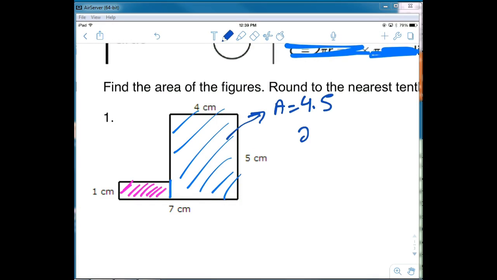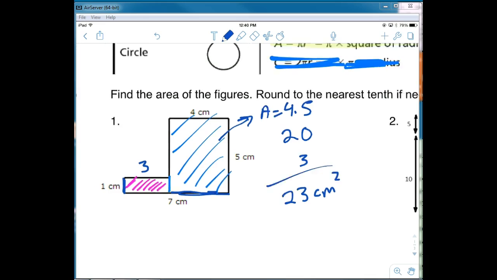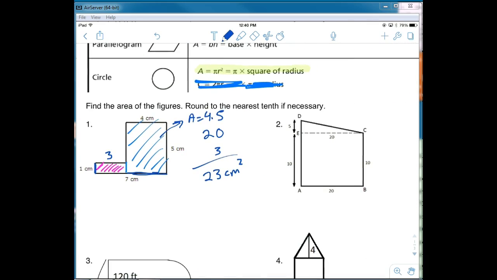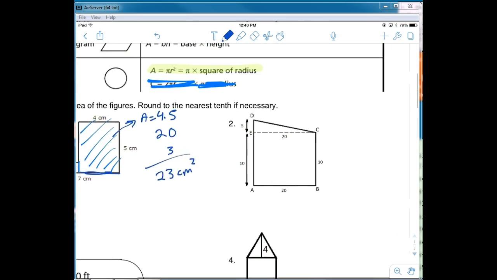Which is 20. This one down here is a 1, and then since again this whole length along the bottom is 7 and this part is 4, that must be 3. 1 times 3 would give us just a 3, and then of course you add those together and you get 23 square centimeters. So that's the general idea that we're going to take into today. We're going to apply only one of them, and we'll just work through the rest of the examples.